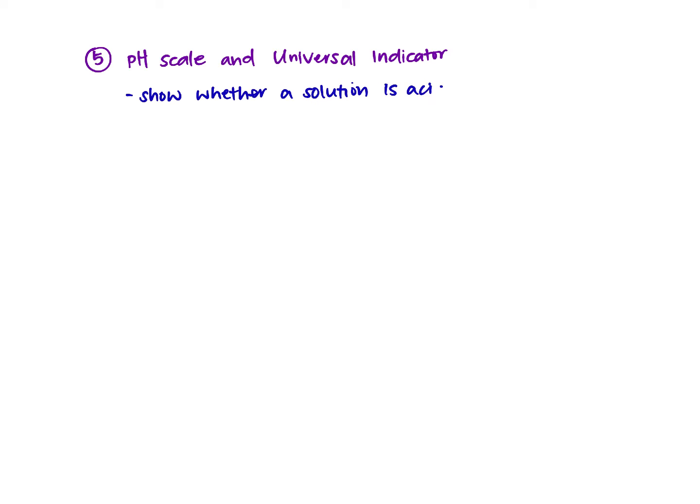Okay, the fifth part is pH scale and universal indicator. What it does is to show whether a solution is acidic or alkaline and neutral.